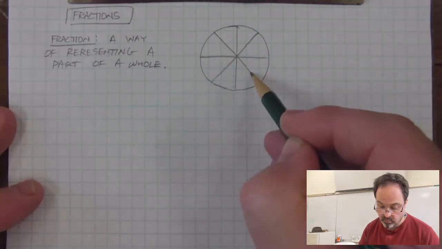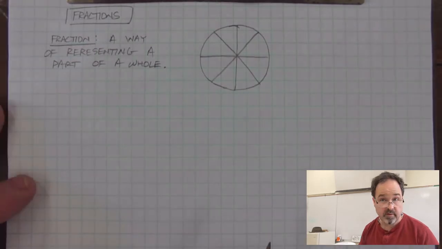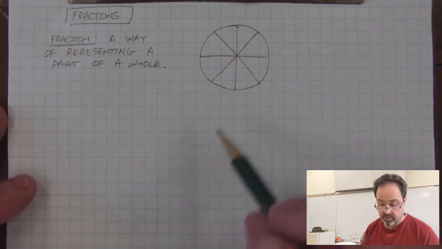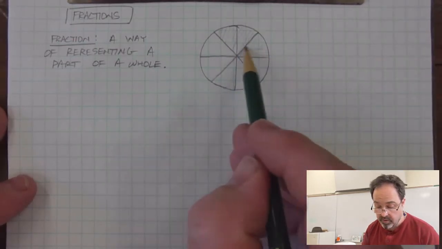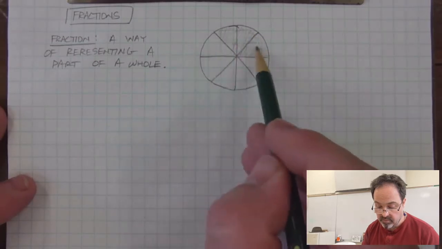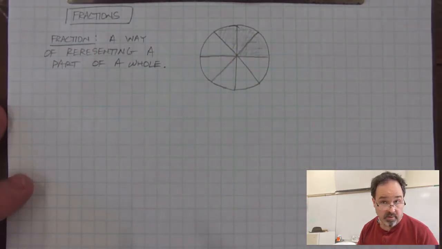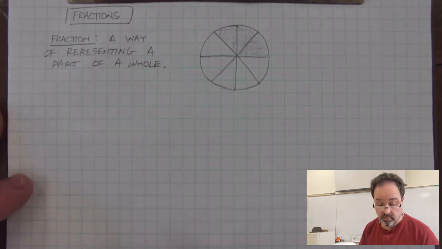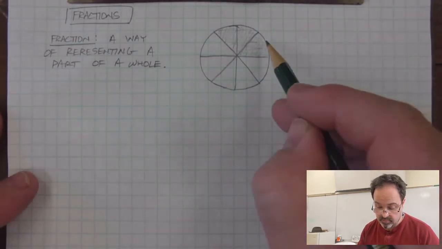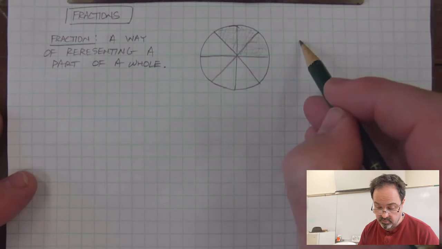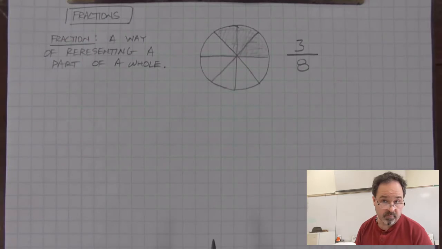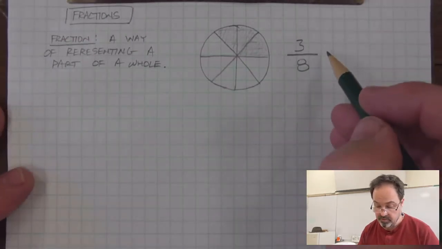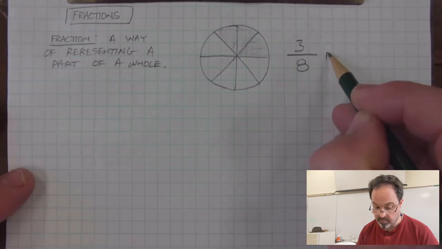I've divided this whole into 8 equally sized pieces. I could represent wanting to enumerate or count 3 of those pieces and represent that quantity as a number. I would need to do it with a fraction. In this case, this is a visual presentation of the quantity 3/8, the fraction 3/8.